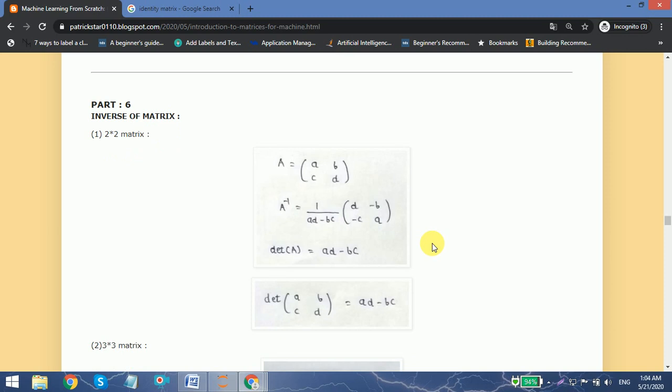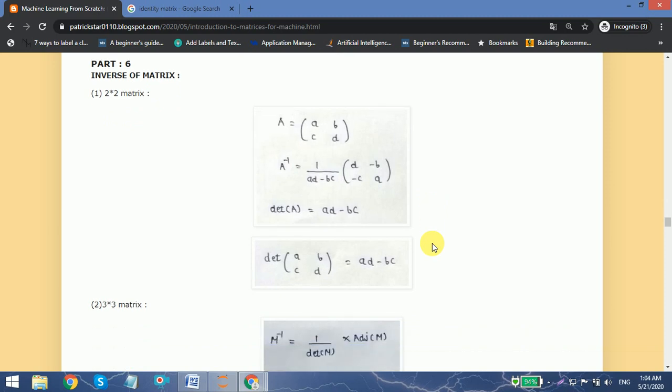Okay, so moving forward to part 6, that is the inverse of a matrix. This is a very interesting operation. It is easy to find the inverse of a 2 cross 2 matrix. Here there is a term called the determinant of A, or determinant of a matrix, that is given by the multiplication of the primary diagonal minus the multiplication of the secondary diagonal.